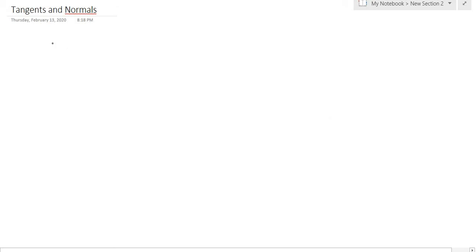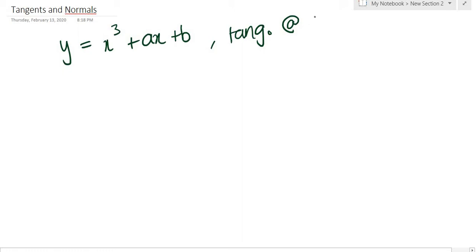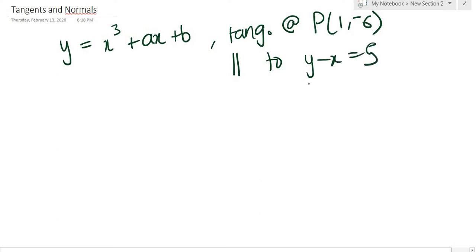Let's do some questions now. And eventually, if you didn't understand, you would understand after doing these questions with me. So you have y is equal to x cube plus ax plus b, and they say in the question that the tangent at point P, which has coordinates 1 comma minus 6, is parallel to the line y minus x plus 5, which you can again write as y is equal to 5 plus x.